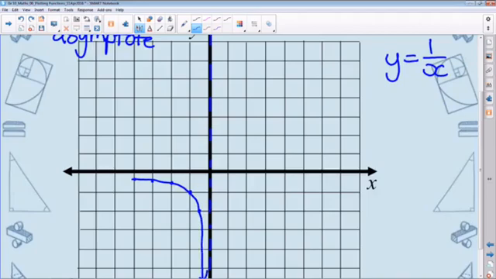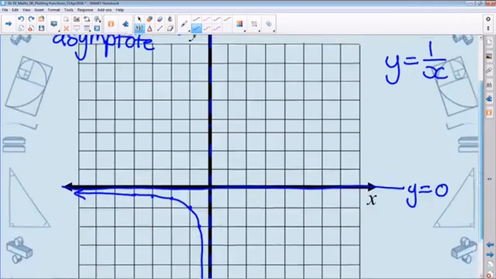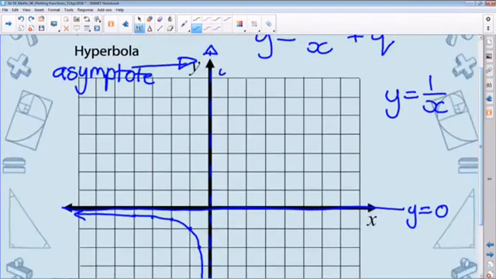There we go. And what do you notice at the top? It seems to have another asymptote. And that's exactly correct. There's the other asymptote. This asymptote has a formula of y equals 0. And this one has a formula of not y equals 0, but x. Let's try writing x again. x equals 0.